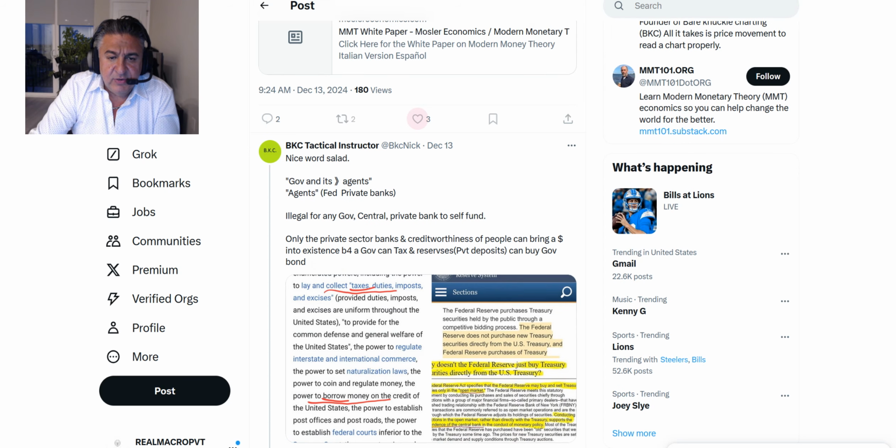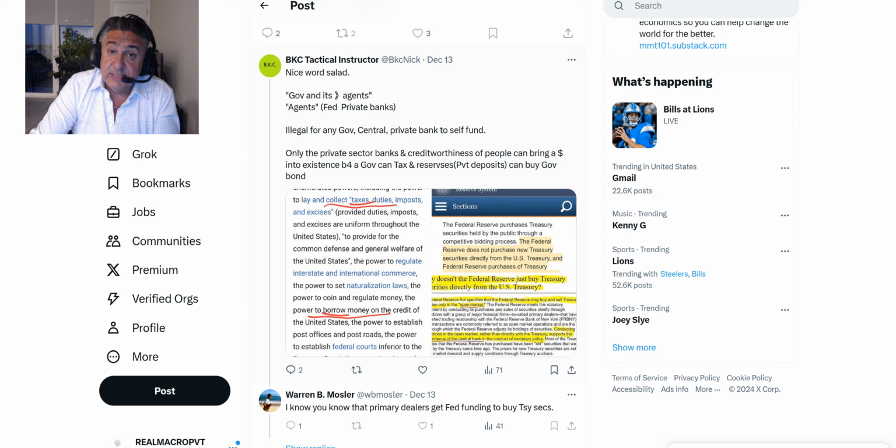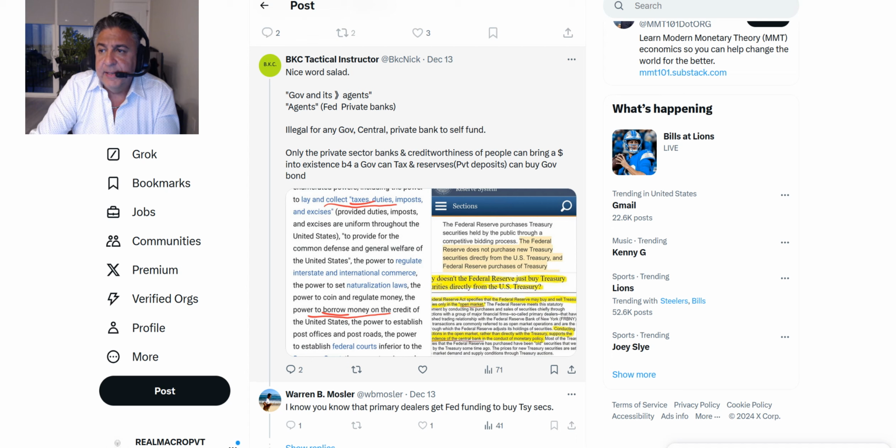So the response was nice word salad, because that's exactly what he's doing, right? It's a word salad. "Government and its agents first impose a liability and then give the money to meet those obligations." Nonsense. Nice word salad. Okay, government and its agents, for the agents, Fed and private bank, illegal for government, central or private bank to self-fund.